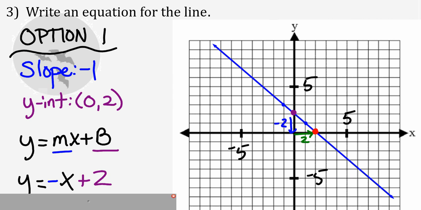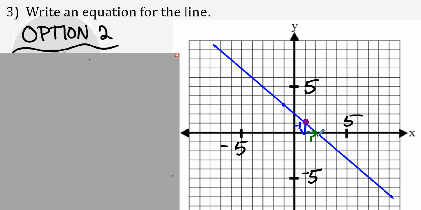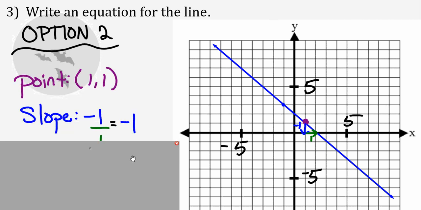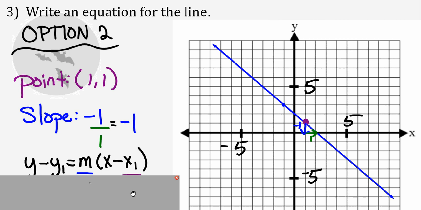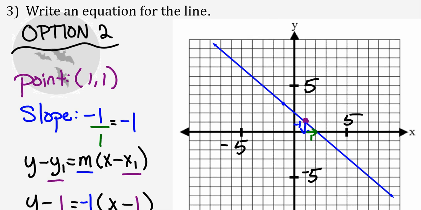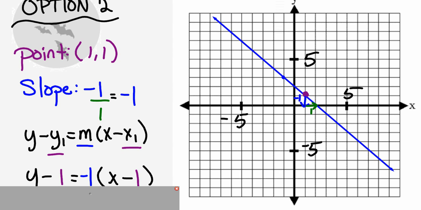Now, we had another way that we could write the equation of the line. Perhaps you wanted to use the point that you saw marked at 1, 1. So again, point slope format could be used. You know the slope, and we're just going to substitute in the values. So you could have y minus 1 is equal to negative 1 times the quantity of x minus 1.